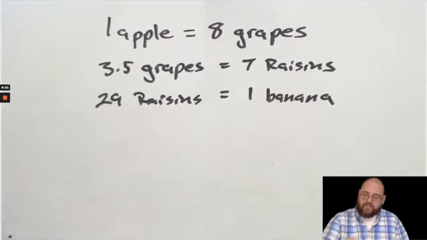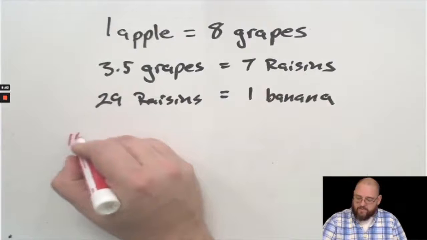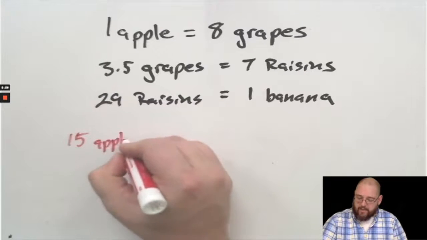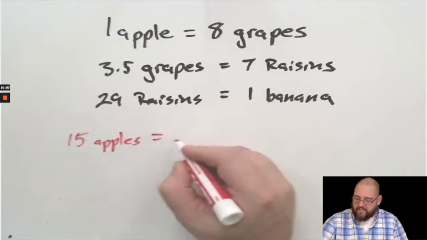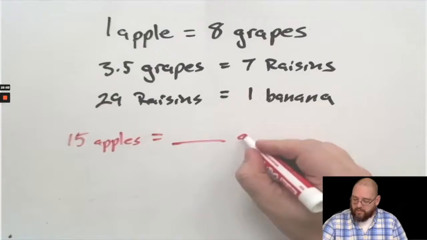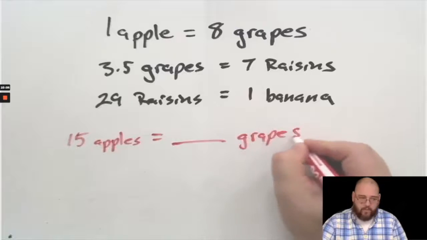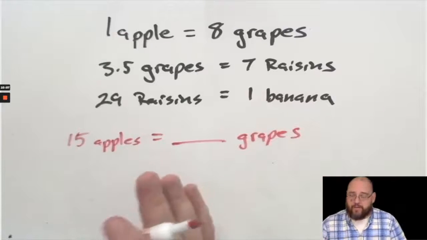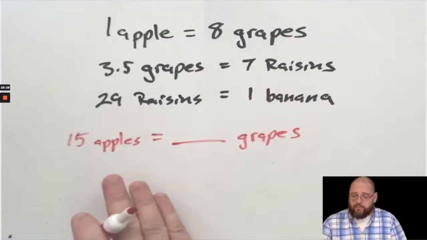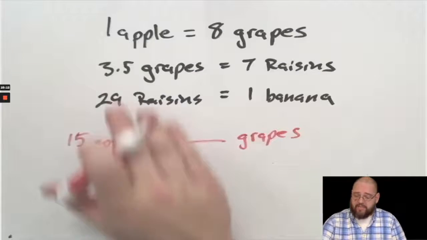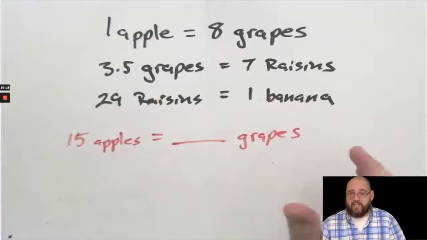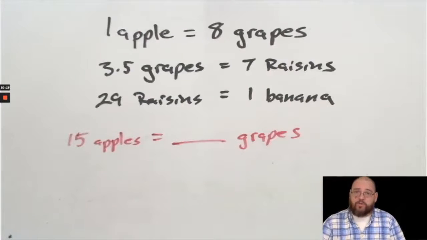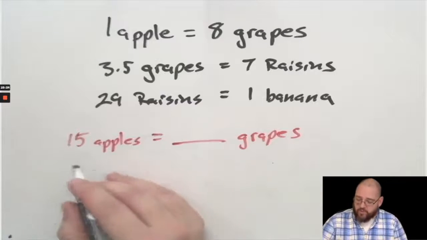But let's just say I have 15 apples, and I want to know 15 apples is going to equal how many grapes? Now, it should be pretty easy for most of you to just look at and see that if 1 apple equals 8 grapes, then 15 apples is going to be 15 times 8. That's easy to do, but I want to show you the process, because we're not always going to have numbers that are quite this easy. So let me show you the process here.